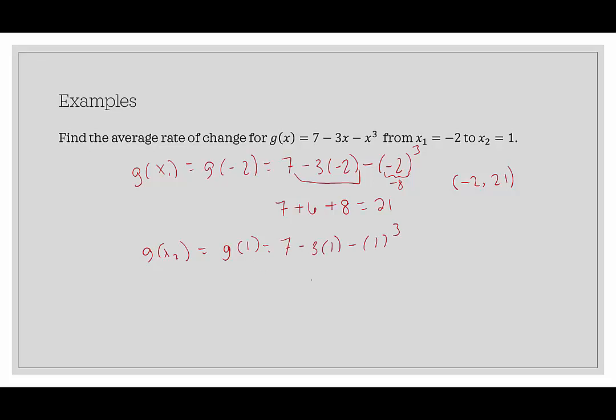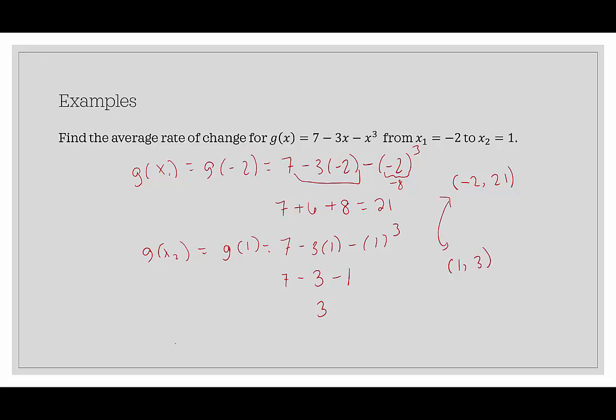Following order of operations, but also taking shortcuts because I can compute the different terms at the same time, I would have 7 minus 3. 1 cubed is 1, minus 1. 7 minus 3 is 4. Minus 1 is 3. So my input here was 1. My output is 3. So now I have my two ordered pairs.